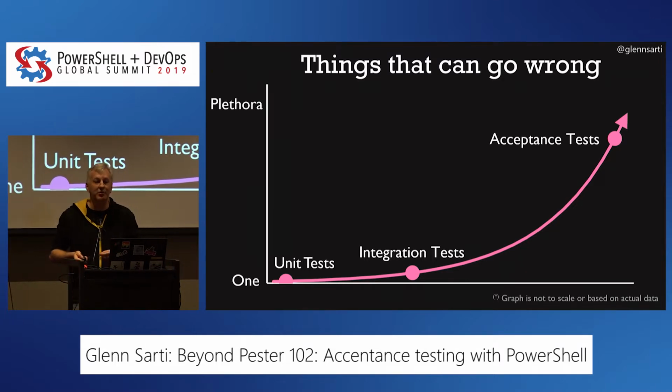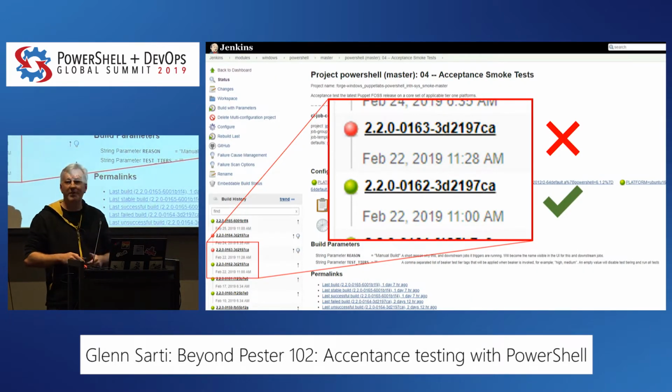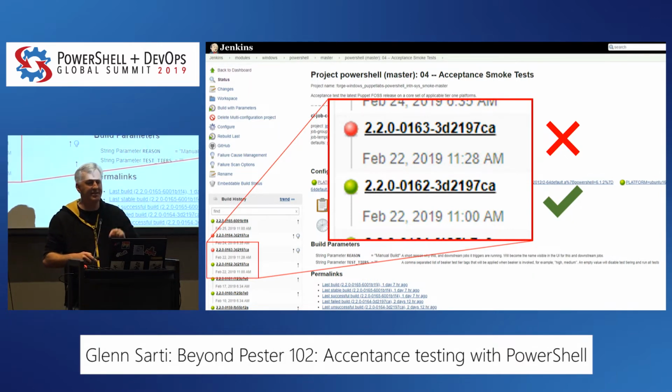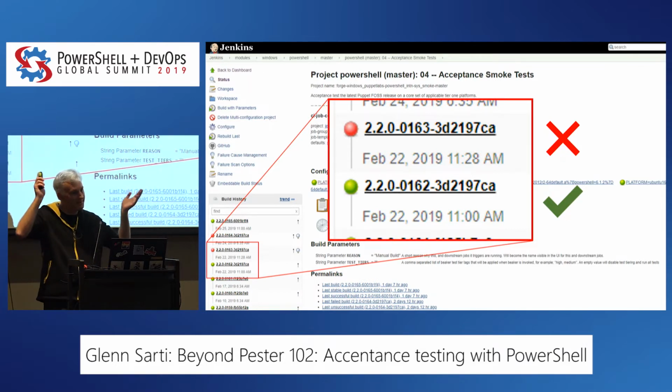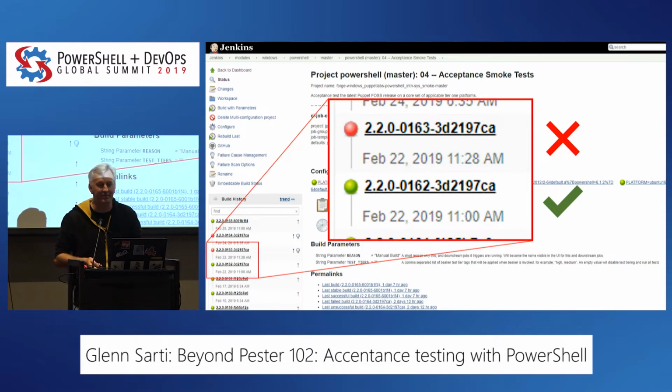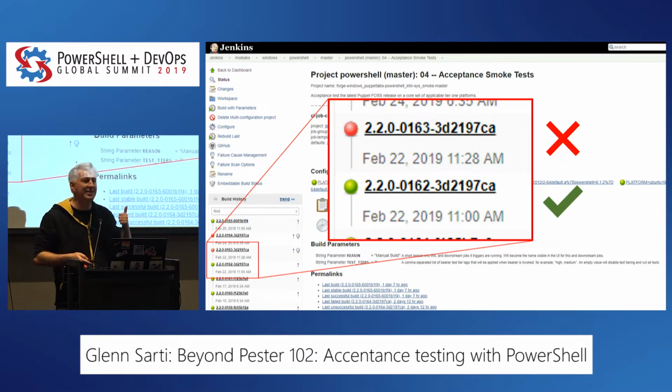And here's a concrete example. This is from Jenkins, from my job at Puppet, and you can see the 3D2.197 CA is actually the commit SHA of what we're actually testing. So we've got two tests there, and we're testing exactly the same code. At 11 a.m. at the bottom, test passed. 28 minutes later, test failed, no idea why. We didn't change the code, magically something changed and now our tests are failing. And this can be really hard to diagnose.